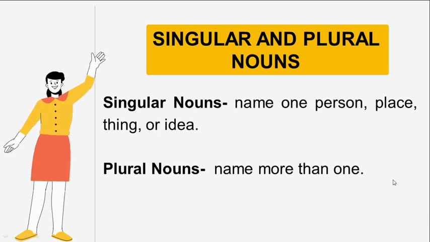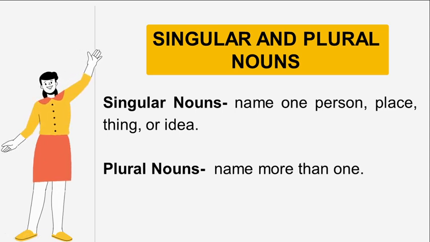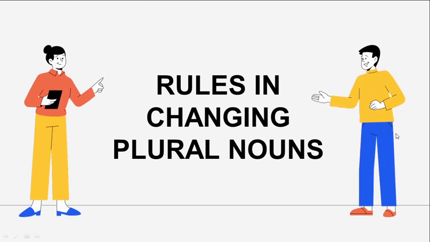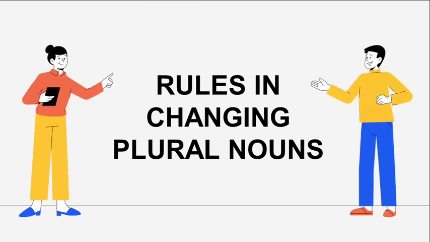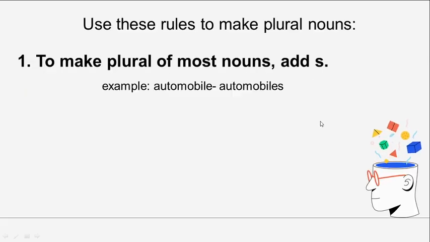So now, the question is, how will we be able to make singular nouns into plural nouns? In line with that, we need to follow the different rules in changing plural nouns. So we have here the 7 rules. The first one: to make the plural of most nouns, you just need to add letter S. This is the most basic rule. You just need to add S to most nouns, but not all of them. Remember, in every rule of grammar, there is an exemption.